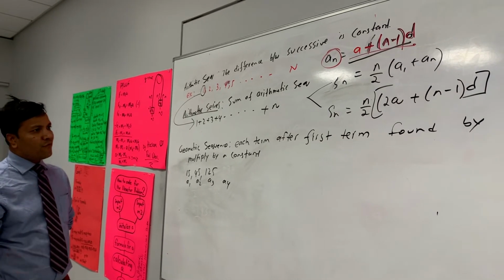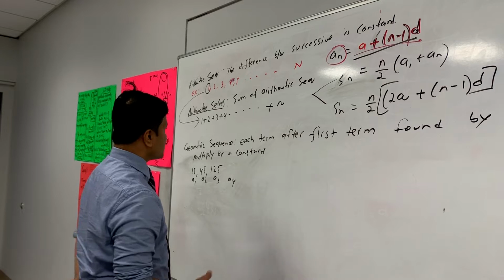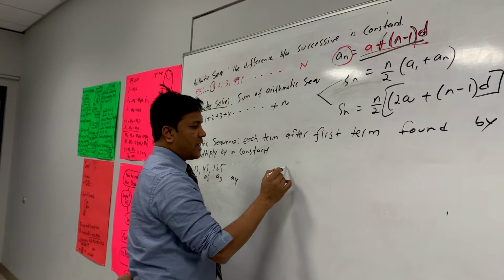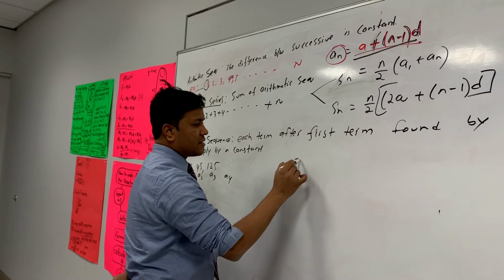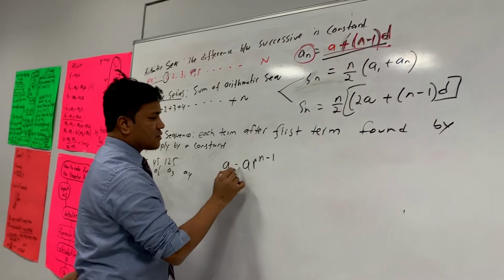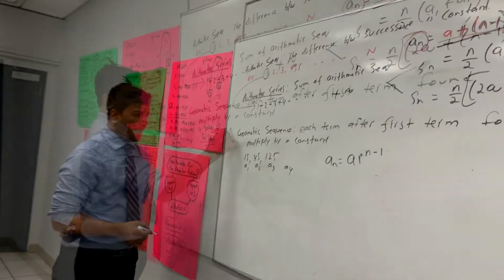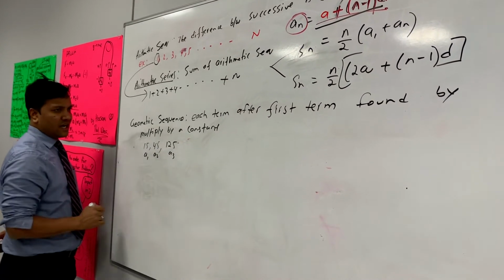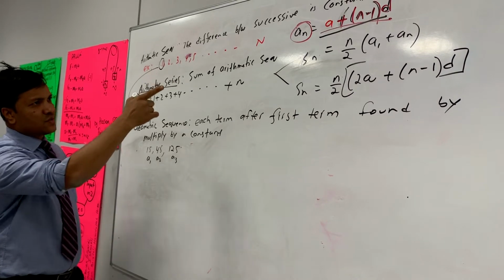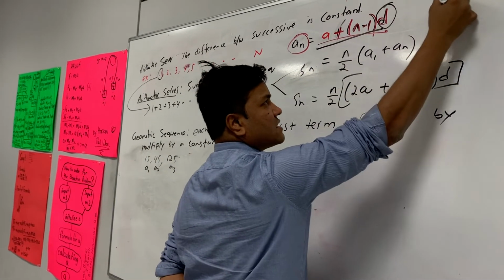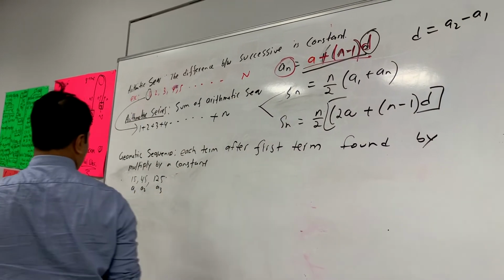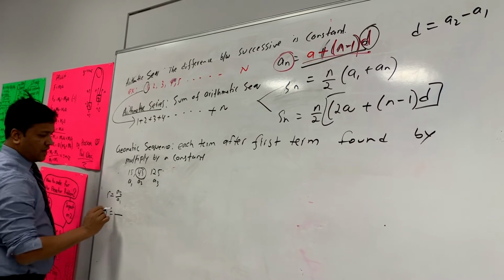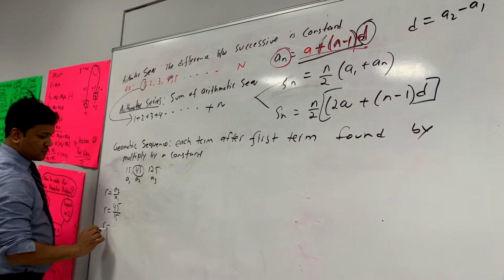So let's write down the formula that gives us A4. For a geometric sequence, the formula is an is equal to A R to the n minus 1. So a few things: we have to find R. For an arithmetic sequence we have to find D. And how did you find D? D was equal to A2 minus A1. Now we have to find R. How do we find R? A2 divided by A1. So our A2 is 45 divided by 15, which is 3.